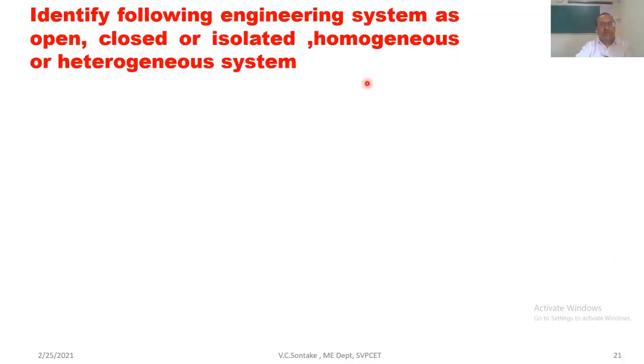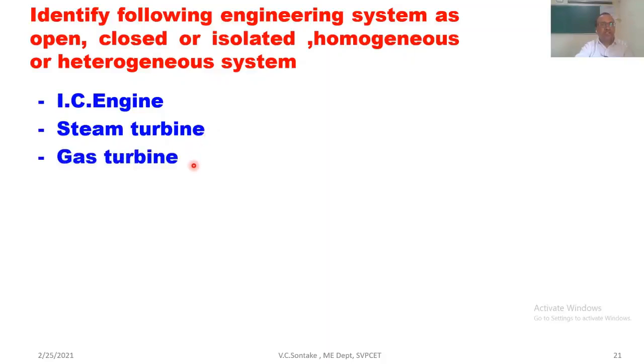Now, based upon this discussion, let us try to identify the following engineering systems as open, closed or isolated system and homogeneous or heterogeneous system. IC engine will be open system. Steam turbine will be open system. Because all these are engineering devices and all engineering devices are examples of open system. Gas turbine, open system. Water turbine, open system.